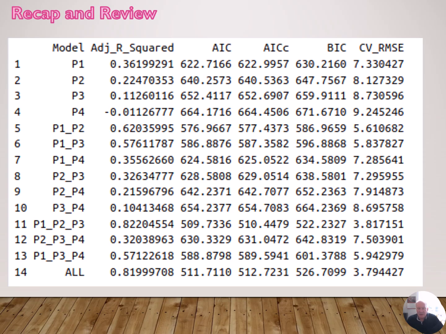And if we use P1, P2, and P3, we end up with an AIC of about 509. If we look at AIC corrected, what we find is that all of them, once again, do pretty well. But we notice that P1, P2, and P3 actually does better. So what we're seeing is that maybe P4, predictor 4, isn't so important, and that it's actually hurting the model, or at least it's making it more complex.